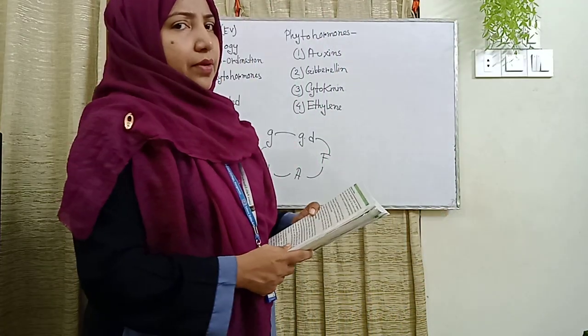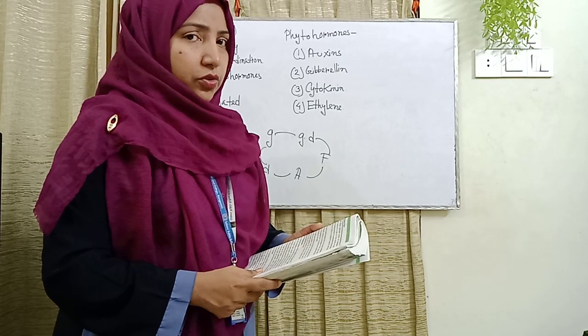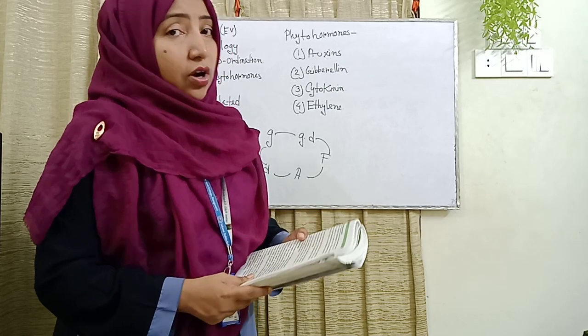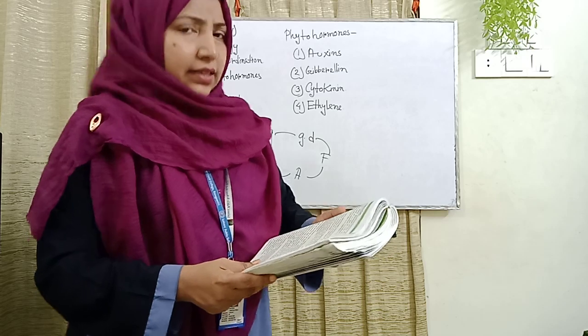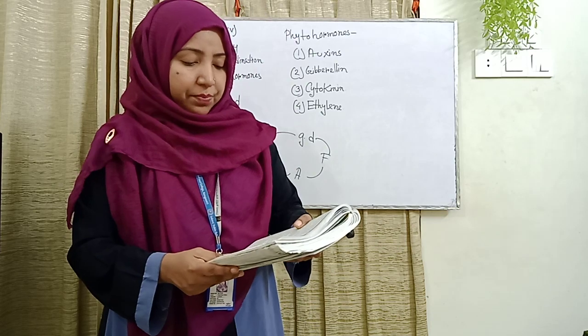Now, please everyone see the books and the phytohormones. What are phytohormones and hormones? The first is the hormone. The biochemical substance which is produced in the plant body and regulates growth and development of the plant, and the formation of different organs, is called a hormone. A plant hormone is called a phytohormone.